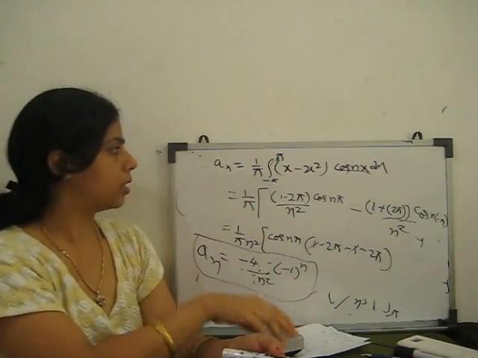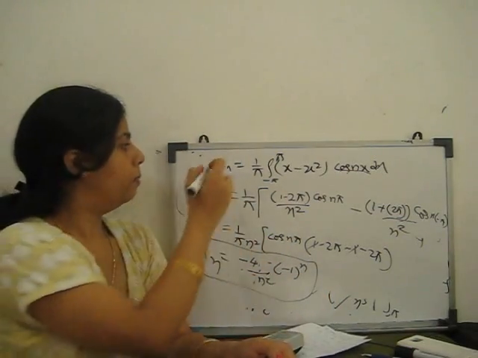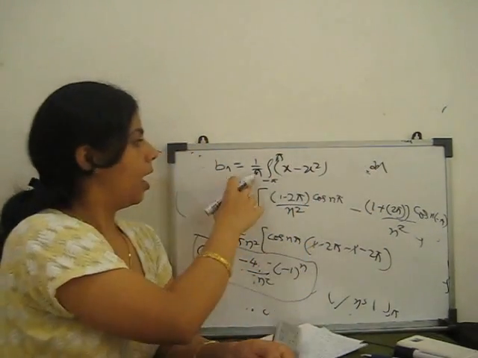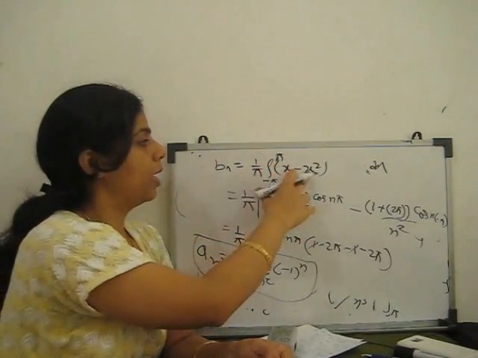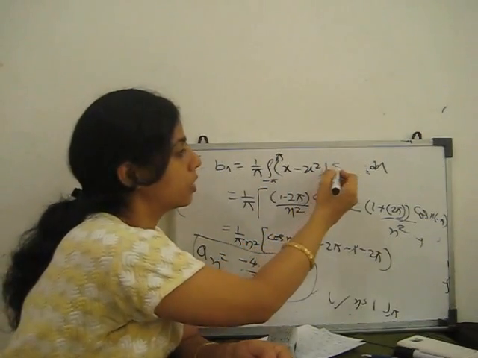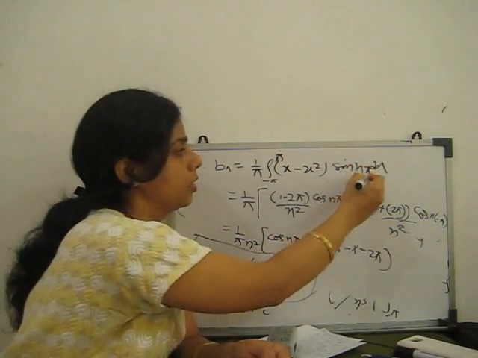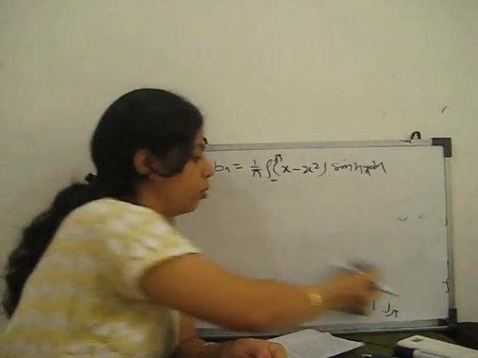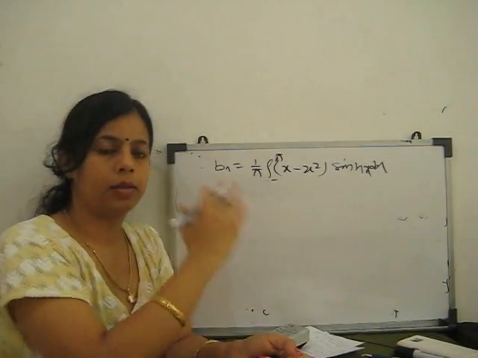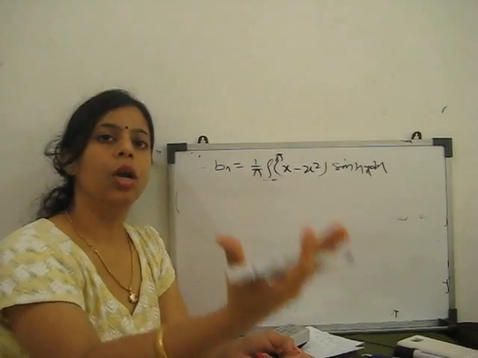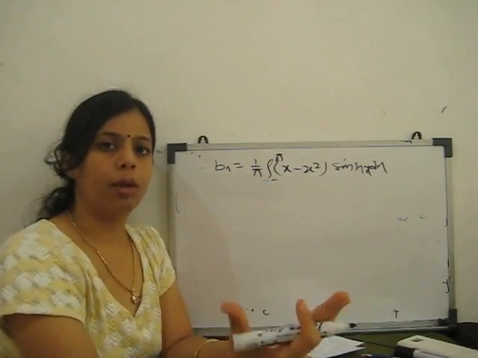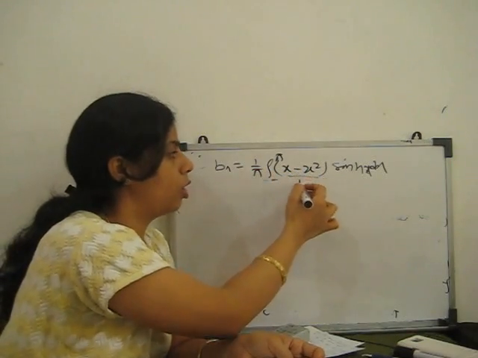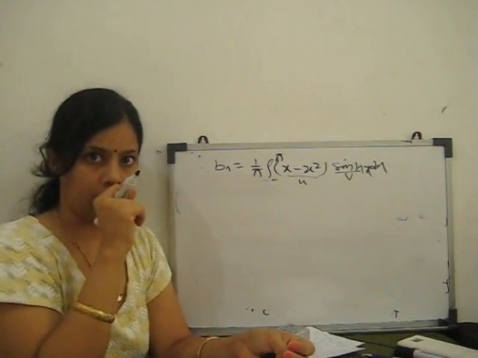Next step, we have to find our bn. So bn is at this place 1/π ∫ from -π to +π of (x - x²) sin nx dx. Clear? So again you have to apply the integration by parts formula: uv1 - u'v2 + u''v3 and so on. The u function is x - x², which vanishes on differentiation, and this is the v function.